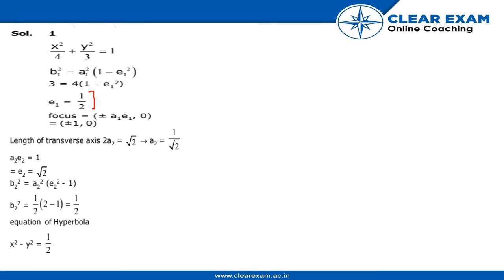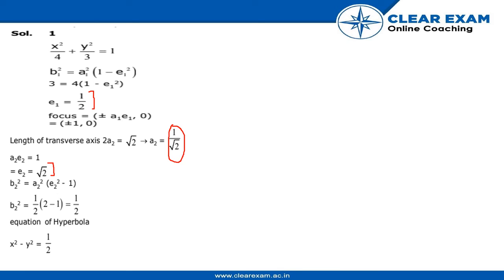Hence the length of the transverse axis is 2a2 = root 2, from which a2 comes out to be 1 by under root 2. From here we know this equation, a2 into e2 is equal to 1. e2 comes out to be under root 2.